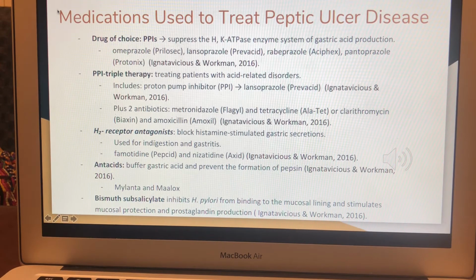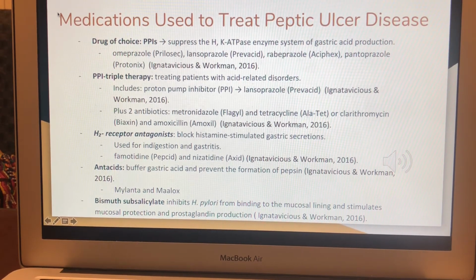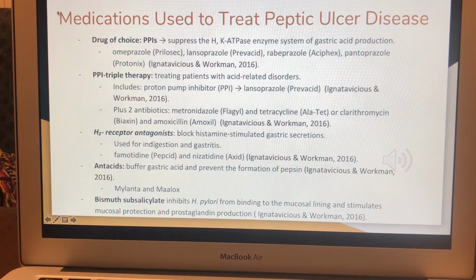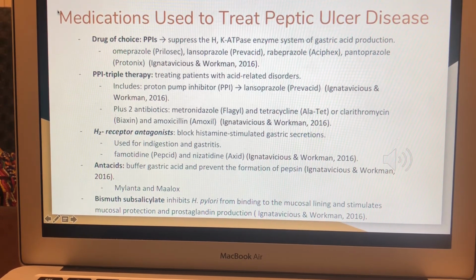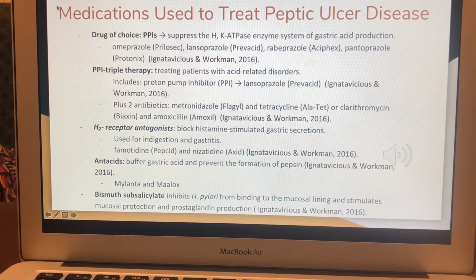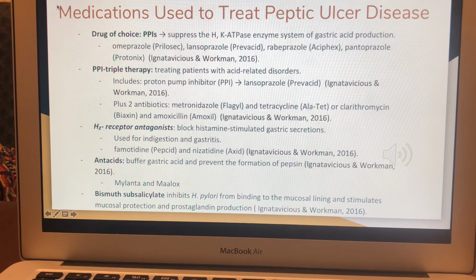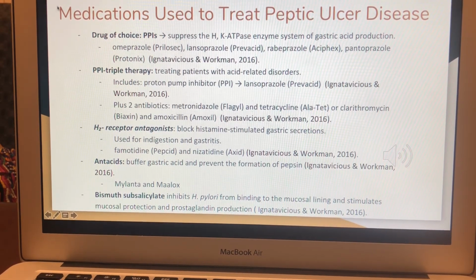PPI triple therapy treats patients with acid-related disorders. It includes a proton pump inhibitor, such as Prevacid, and 2 antibiotics, such as Biaxin and Amoxil. H2 receptor antagonists are drugs that block histamine-stimulated gastric secretions. These drugs may also be used for indigestion and gastritis.